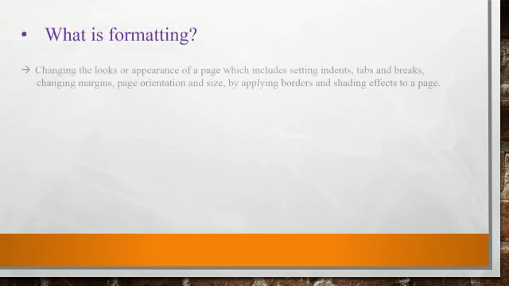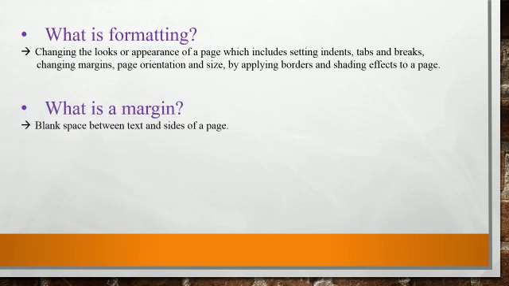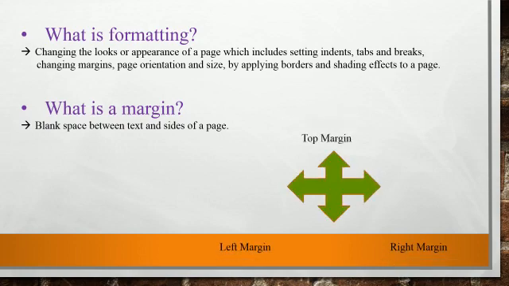In MS Word, formatting means changing the looks or appearance of a page, which includes setting indents, tabs and breaks, changing margins, page orientation and size, and also applying borders and shading effects to a page. Margin is a blank space between text and the edge of a page. They are of four types: top margin, left margin, right margin, and bottom margin.